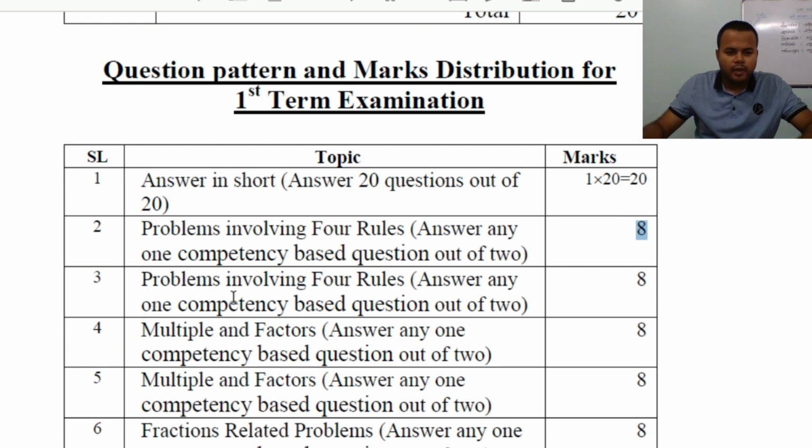And number 3 here, problem involving 4 rules. Here also you are given 2 questions and you have to answer any one out of these 2, and marks also 8. And question number 4, multiples and factors. Here also you have to answer 1 out of 2, marks 8. And multiples and factors, answer any one competency based question out of 2 here also. So here marks carry 8 marks.